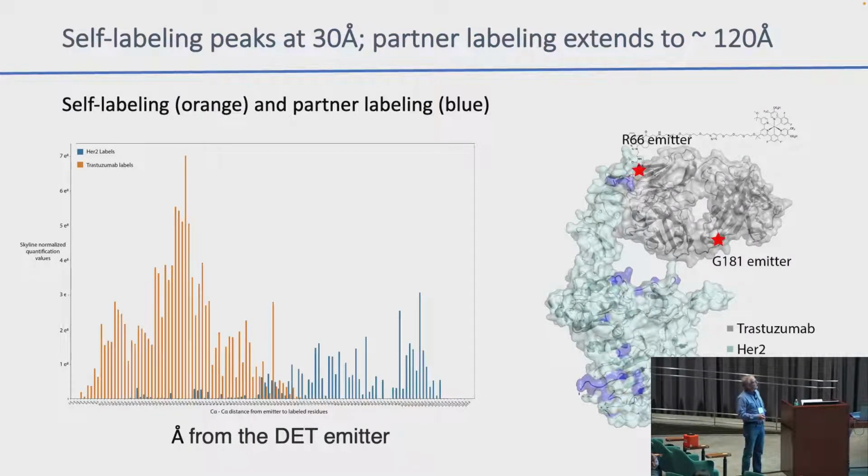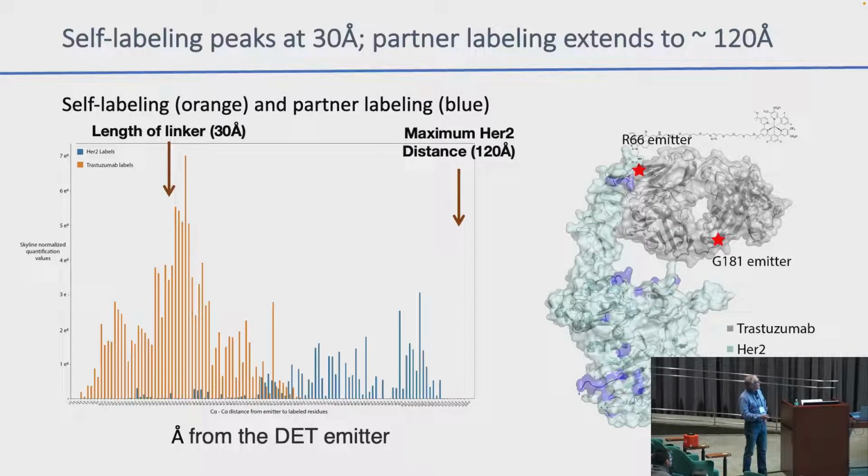Now, if we add HER2, which is the target of Herceptin, then from this one emitter site, R66, which is right up near the Fabs, these are the sites that we see labeled. If we then compile all 8 emitter sites together, looking at what gets labeled on Herceptin, this is the self-labeling profile, and this is the labeling on HER2. You can see that at a distance you get less labeling, but plenty of labels to identify things. From this data we also get the maximal distance that we can label from one emitter site. It's about 120 angstroms.